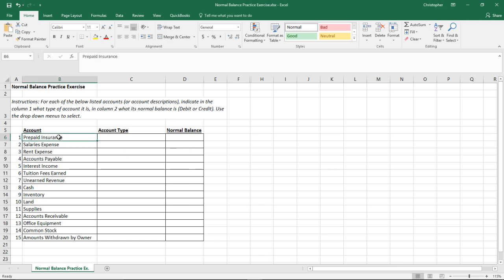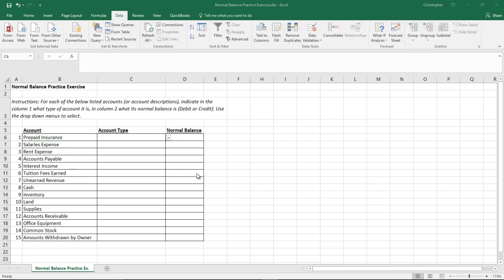So let's take a look at prepaid insurance. Prepaid insurance is an asset, and this reflects the fact that we have paid insurance in advance and we're going to be able to use it over time. So instead of having cash, we now have prepaid insurance. So for this first one, we will pull down the account type. It's going to be an asset. Assets have a normal debit balance. That is the A in the DEAD mnemonic. Assets have the debit balance.